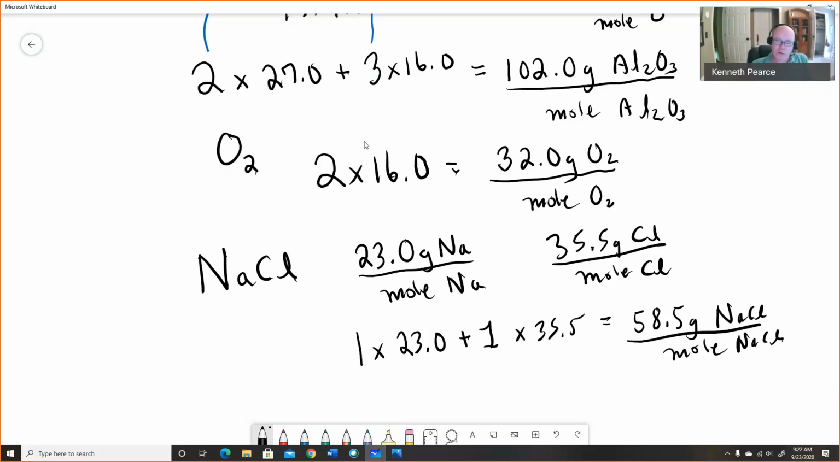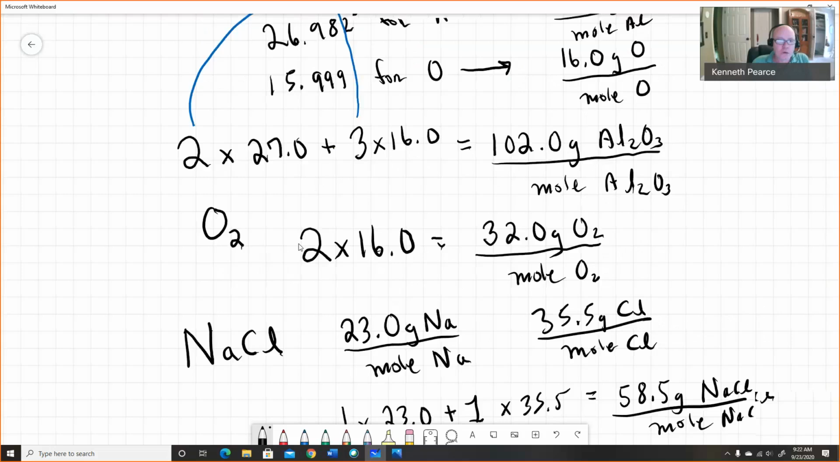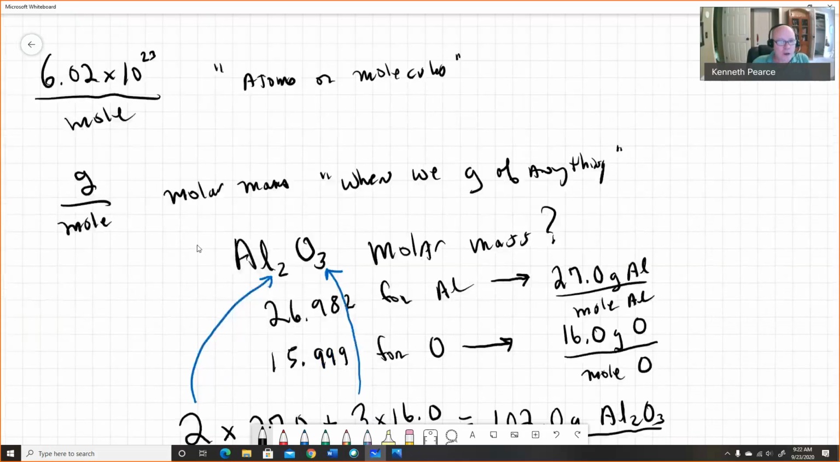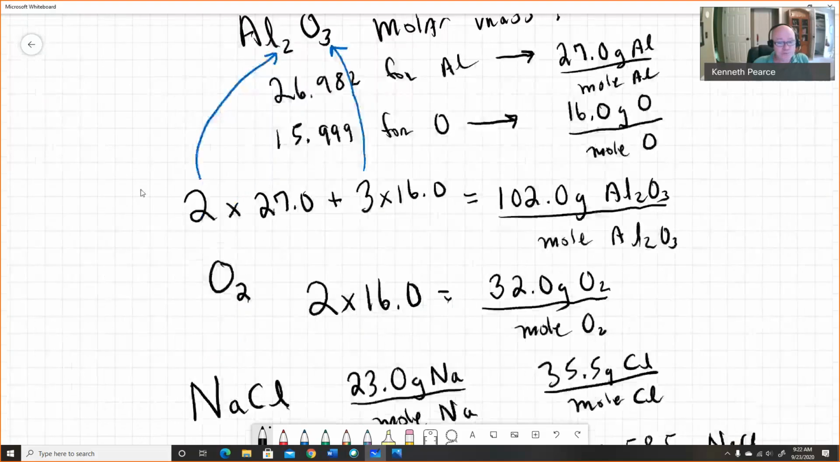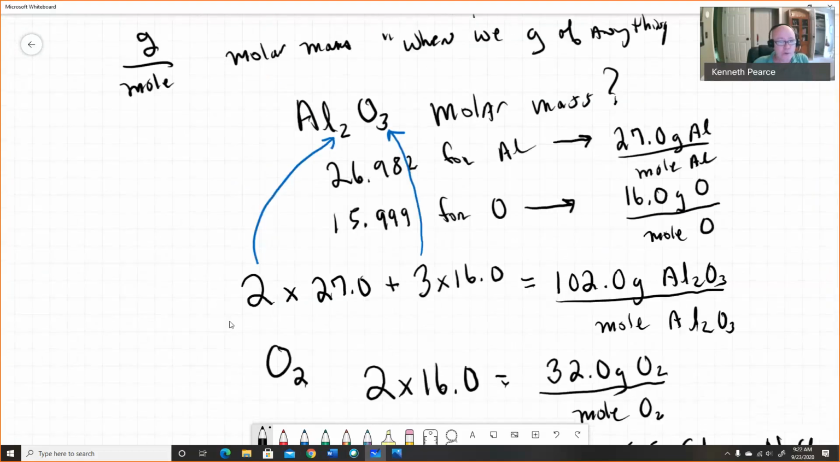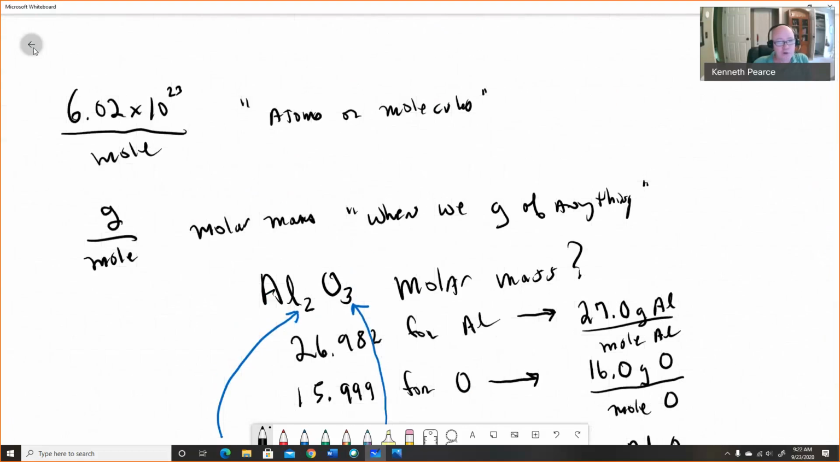And so we can use the molar mass. Like I said earlier, we're going to do problems with the molar mass, and we're going to use molar mass when we see grams of anything. And if we see number of atoms or molecules, we're going to use that. And we could use both. So let me give you an example of just using molar mass. So let's just start a new page here.